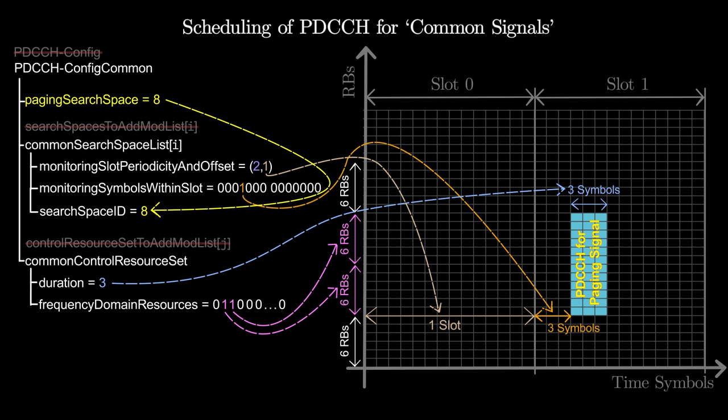I hope this video helps you to get a basic intuition about PDCCH scheduling using search space and CORESET. For the sake of simplicity, I have omitted many details here. Please go through the references listed in the description below for more details.